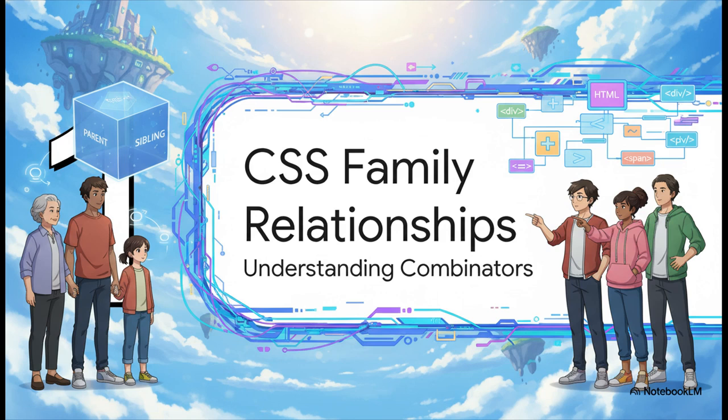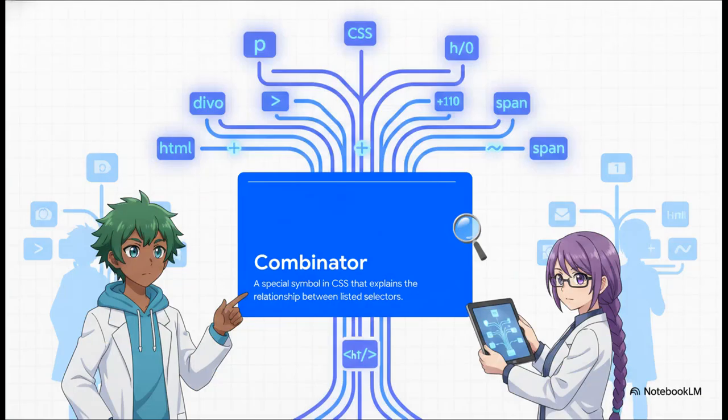First up, CSS family relationships. And we're going to do this using something called combinators. See, before you can style anything, you have to tell the browser exactly what you want to change. And to do that, you've got to understand how all the pieces of your website are related to each other. And that's exactly where combinators come in. They're basically just special symbols that define the relationship between different parts of your code.